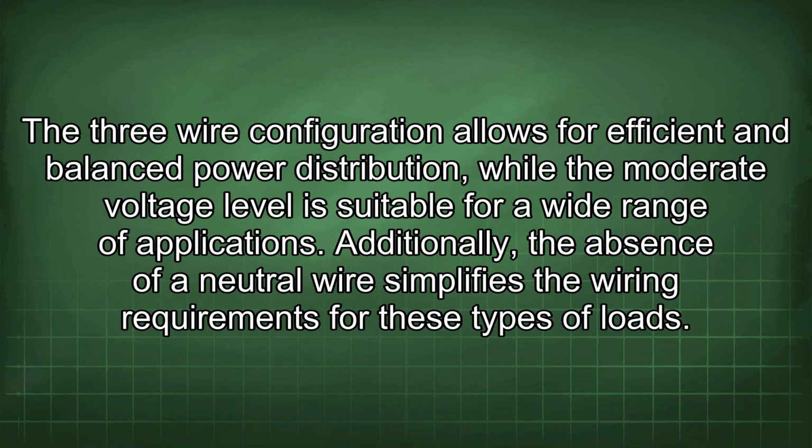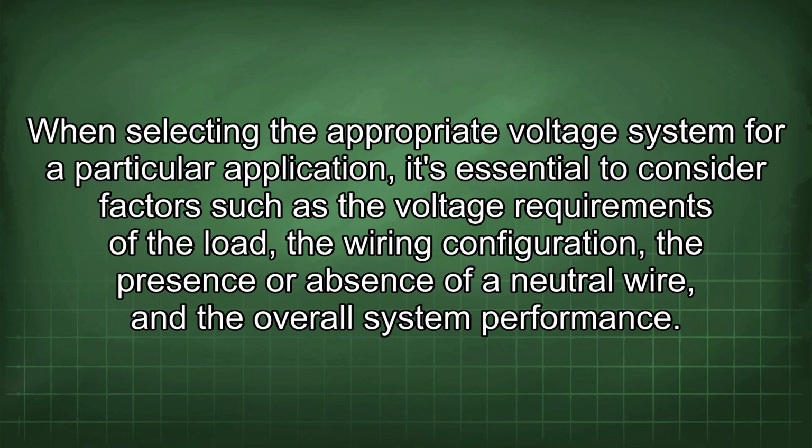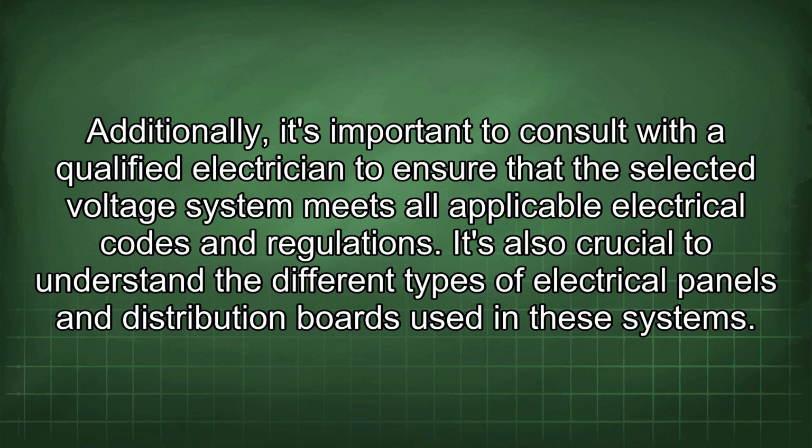Additionally, the absence of a neutral wire simplifies the wiring requirements for these types of loads. When selecting the appropriate voltage system for a particular application, it's essential to consider factors such as the voltage requirements of the load, the wiring configuration, the presence or absence of a neutral wire, and the overall system performance. Additionally, it's important to consult with a qualified electrician to ensure that the selected voltage system meets all applicable electrical codes and regulations.